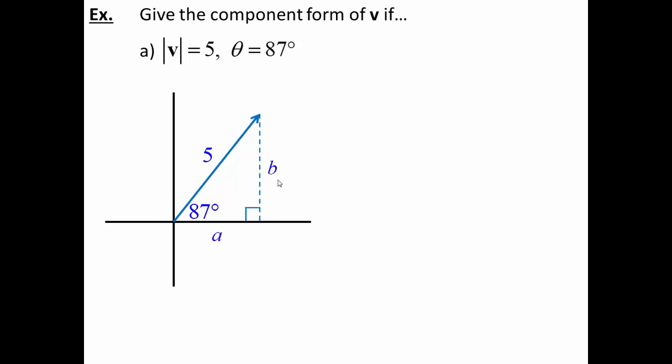So component form is just what's the a value, what's the b value. And we can figure out the a and the b value using, again, right triangle trigonometry. I used tangent earlier to figure out the angle. To work backwards, we're actually going to use sine and cosine. Note that cosine of 87 would be a over 5 because it's adjacent over hypotenuse. Therefore, the a value would just be 5 times cosine of 87. So right there, I'm half done. There's half of my answer.